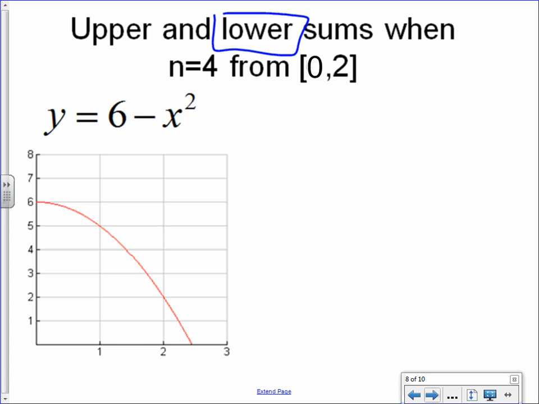Okay. So how wide are our rectangles? We have 4 rectangles from 0 to 2. They'd be 1/2. Just to reiterate that, you're going to subtract your interval and divide it by the number of rectangles you want. These have been nice because we started at 0. You might have some that go from like 1 to 5. All right. Okay, so we have 4 rectangles.